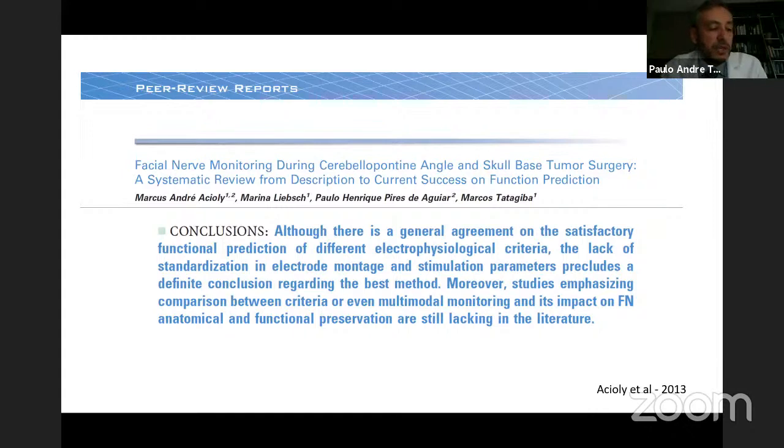They concluded that despite a general agreement on the satisfactory functional prediction of the techniques, there is a lack of standardization in the paradigms of simulation and recording. So authors do this in different ways, and we don't know if we are comparing the same thing. Maybe we are comparing things that are different.